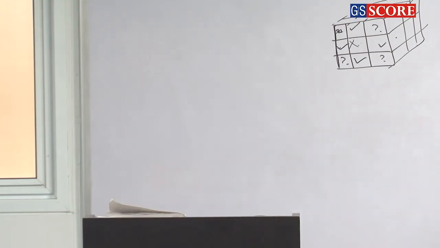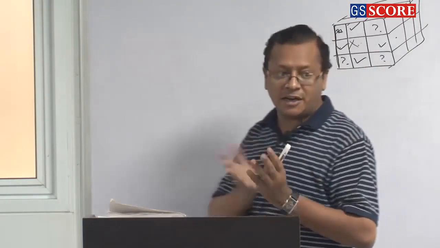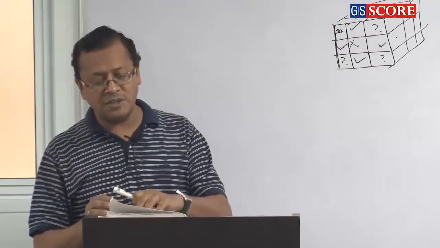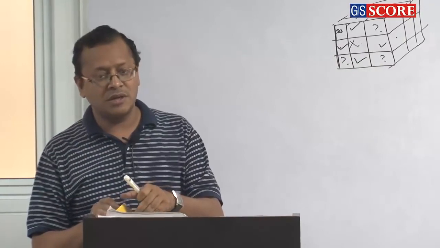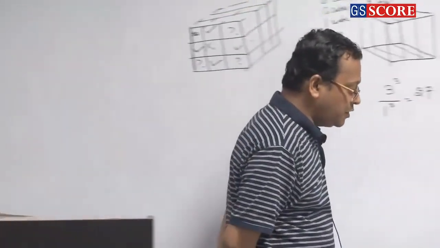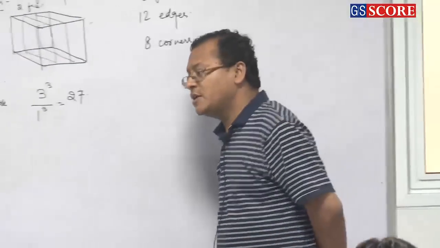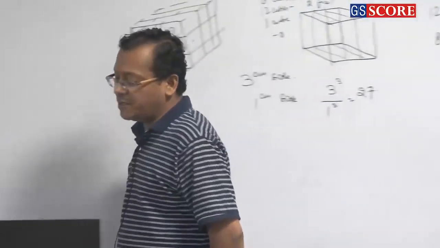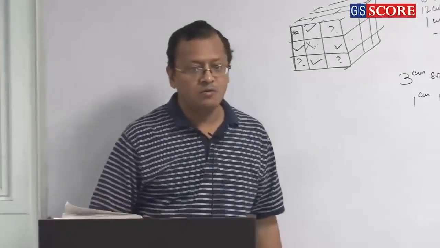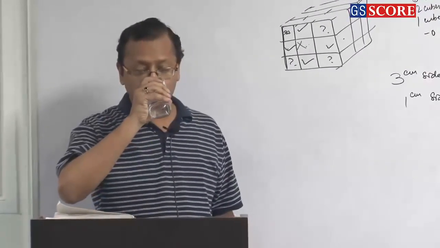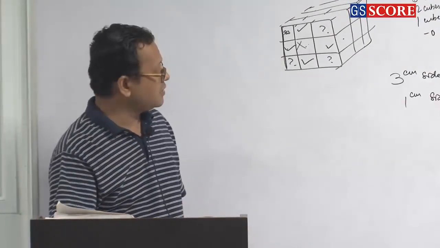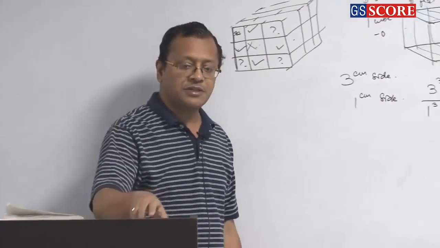A 5 centimeter cube is painted on all sides by red color. It is then cut into 1 centimeter cubes. Then tell me how many cubes have got 1 face painted, how many cubes have got 2 faces painted, how many cubes have got 3 faces painted, how many cubes have got no face painted. And follow the 2D procedure.